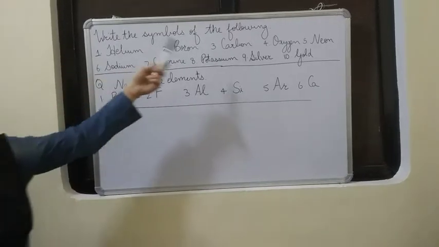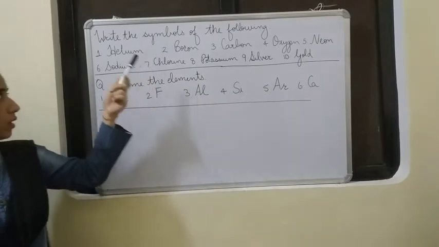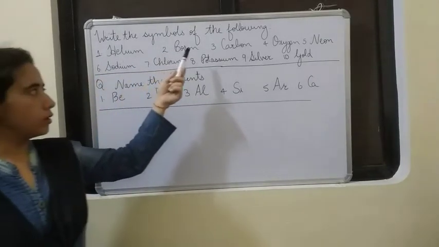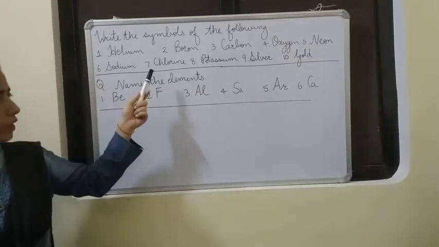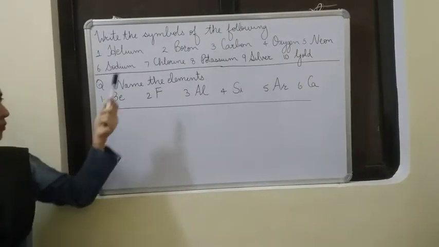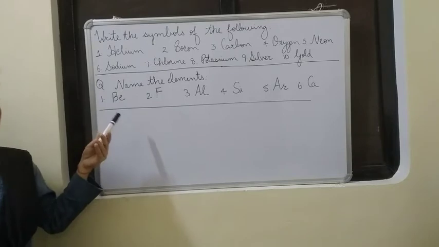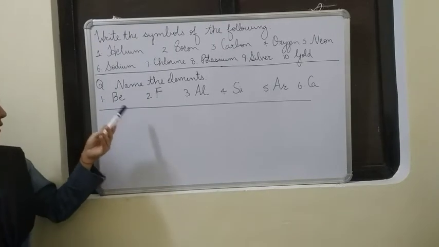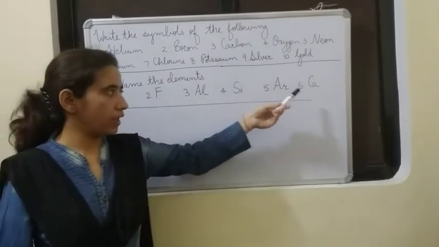Write the symbols of the following. Some elements are given, you are supposed to write their symbols. Helium, boron, carbon, oxygen, neon, sodium, chlorine, potassium, silver, gold. Next question, name the elements. In this one, it is the opposite. The symbol is given, you are supposed to write the name of the element. Be, F, Al, Si, Ar and Ca.